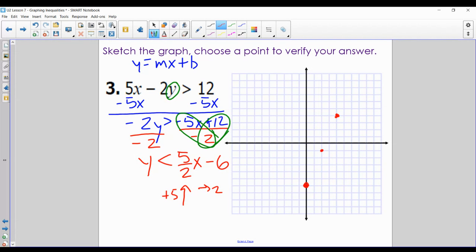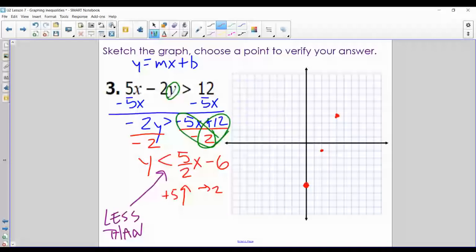So now I look at that inequality symbol. It's just less than. So I'm going to have a dashed line. So I put in my dashed line.